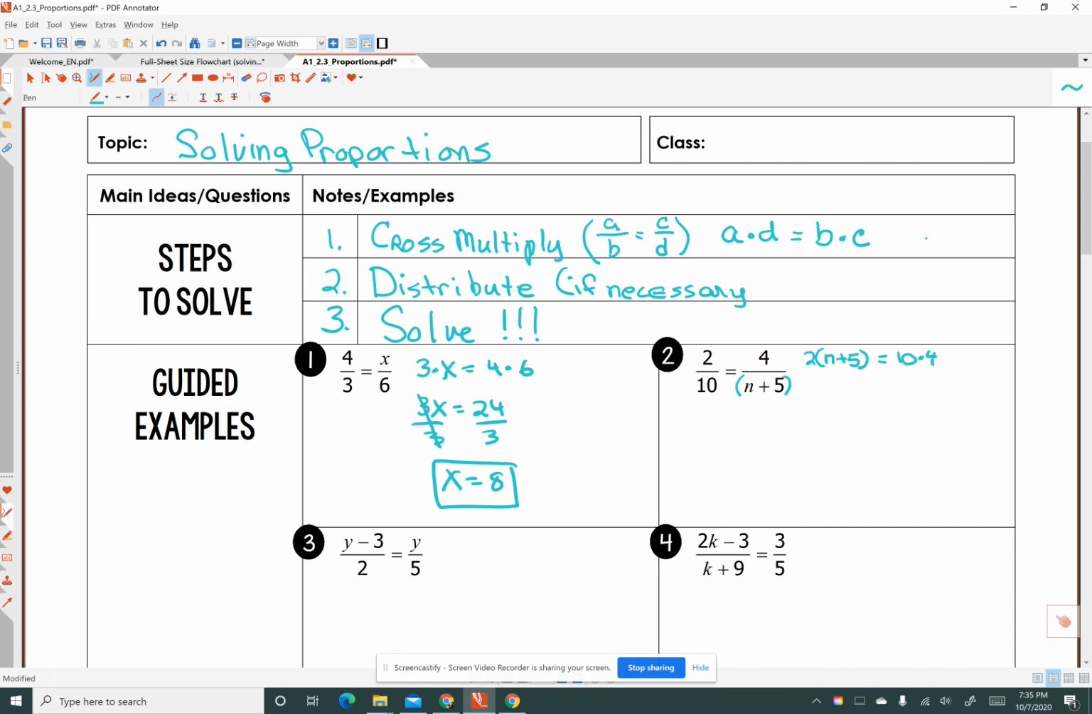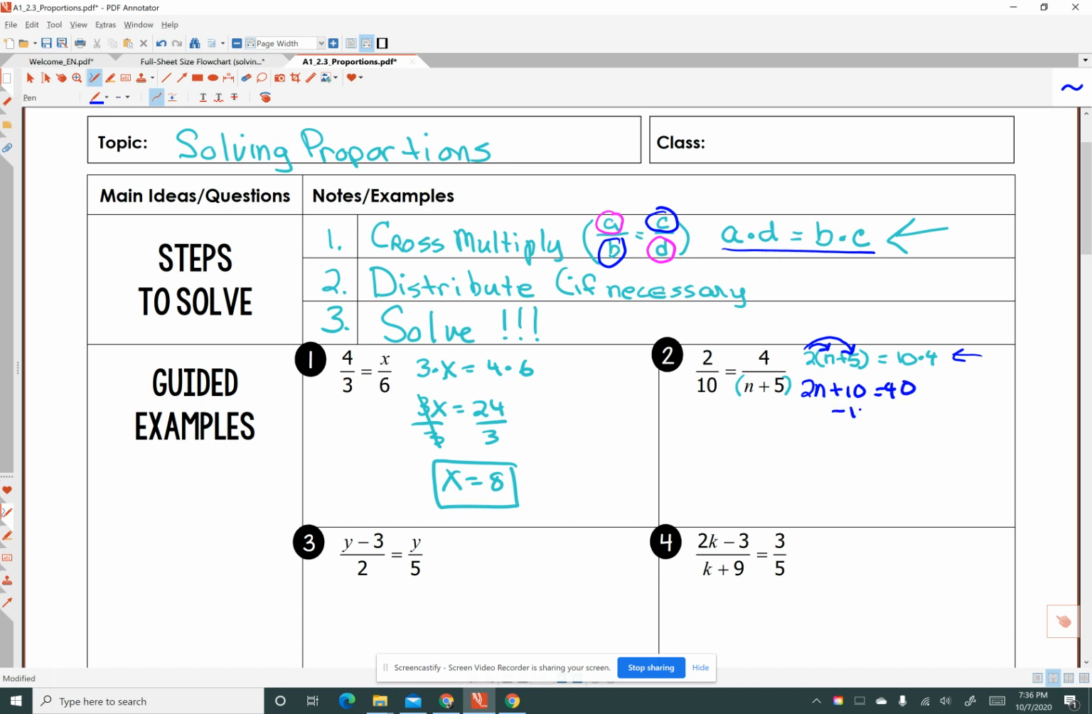We're following this formula right here. A times D equals B times C. And that's what we've done here, and that's what we've done here. So first we need to distribute, which means to multiply through the terms within the grouping symbols, in this case, parentheses. So that would give us 2n plus 10 equals 40.